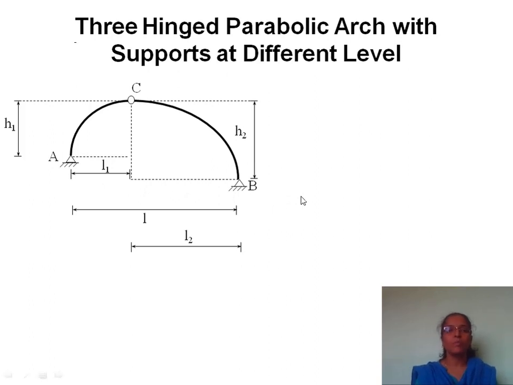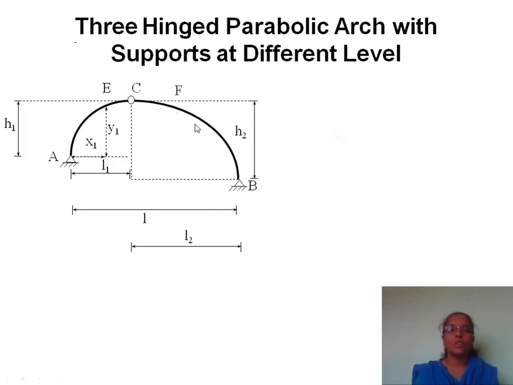Let E be any point on the rib of the arch. For this case let us consider it is in the AC segment. So let x1 and y1 be the distances of this point E from the hinge A. x1 is the horizontal distance of the point E from end A, and y1 is the ordinate of point E from the end A.